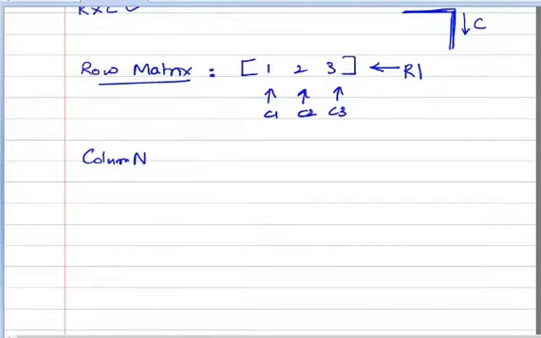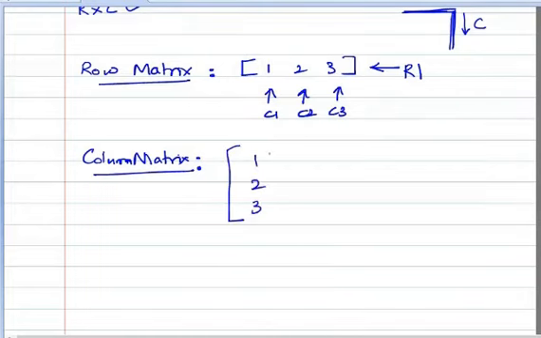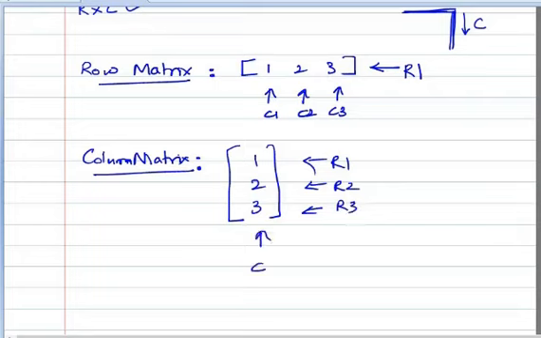Next is column matrix. In a column matrix, I will be having only a single column. Example 1, 2, 3. 3 different rows are there, but only one column is there. So this is an example of a column matrix.